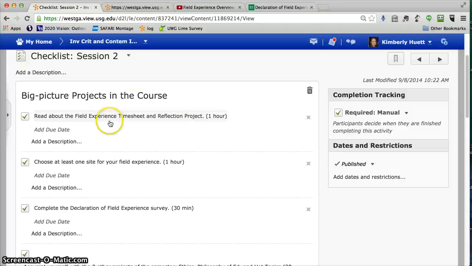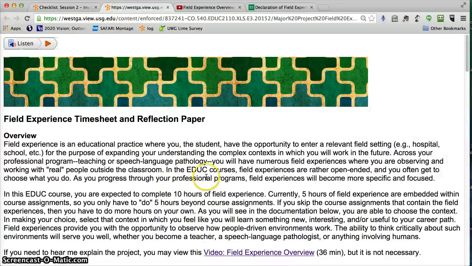So you don't need to involve the advisors at all. You just have to go pick your site yourself, but you do want to definitely carefully read about the parameters, because if you just go do some casual observation somewhere and you don't get the right signatures and you don't tell me who you're doing it with, this could be a problem, and then you could maybe not get credit for the class. So this is a serious assignment.